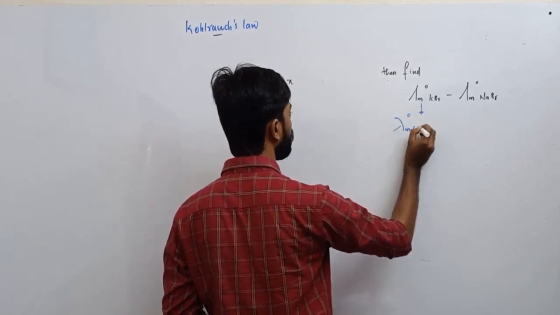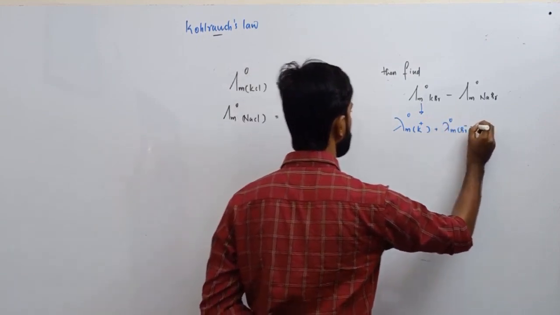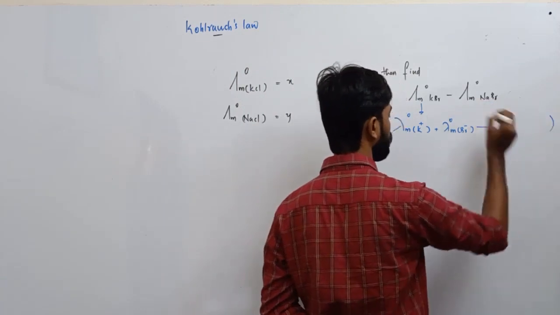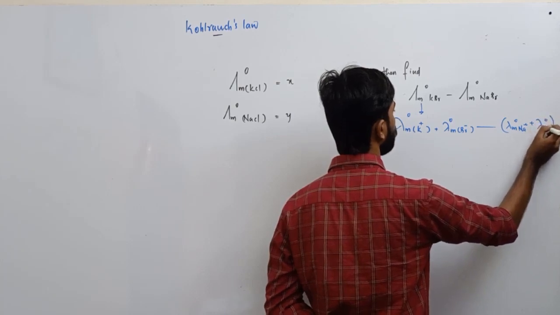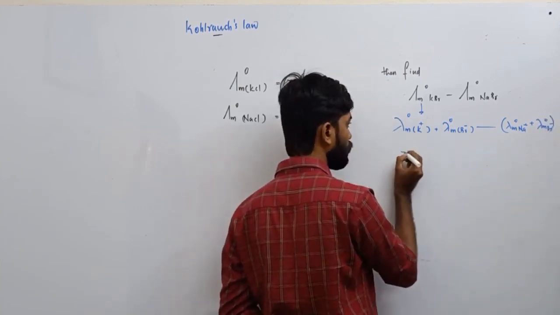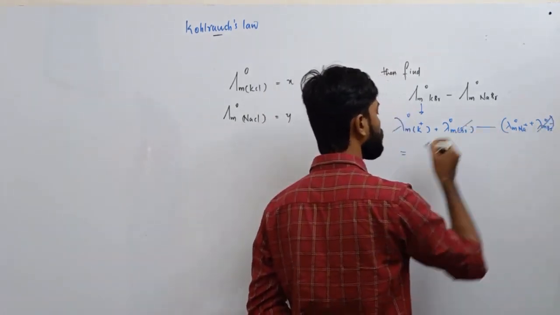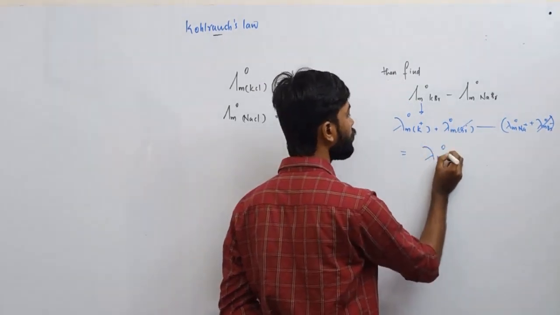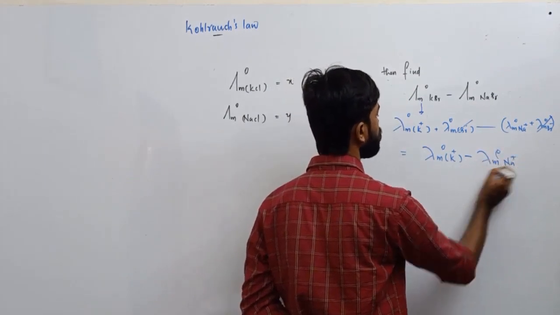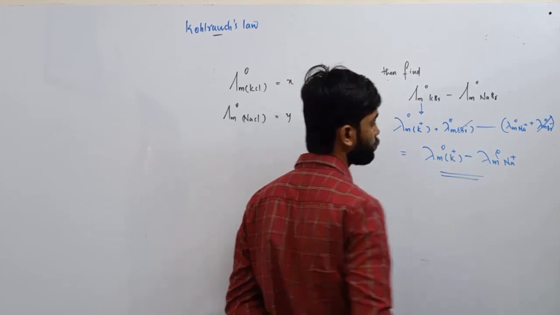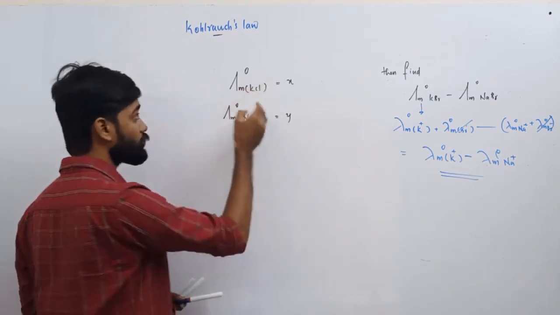Lambda m0 of K+ plus lambda m0 of Br- minus, tell me, lambda m0 of Na+ plus lambda m0 of Br-. What will be the final result? The lambda m0 of Br- and this one will cancel, and the final result will be lambda m0 of K+ minus lambda m0 of Na+. So we should find this value. What is the value of lambda m0 of K+ minus lambda m0 of Na+? But you are given with this value.